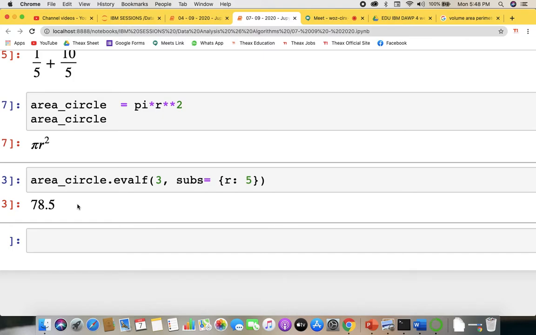Okay, so this lambdify function translates your SymPy expressions, whatever expressions you write, and converts them into Python functions. If an expression is to be evaluated over a large range of values, the eval function that we use now is not very efficient. So there we use lambdify, like a lambda function, right?